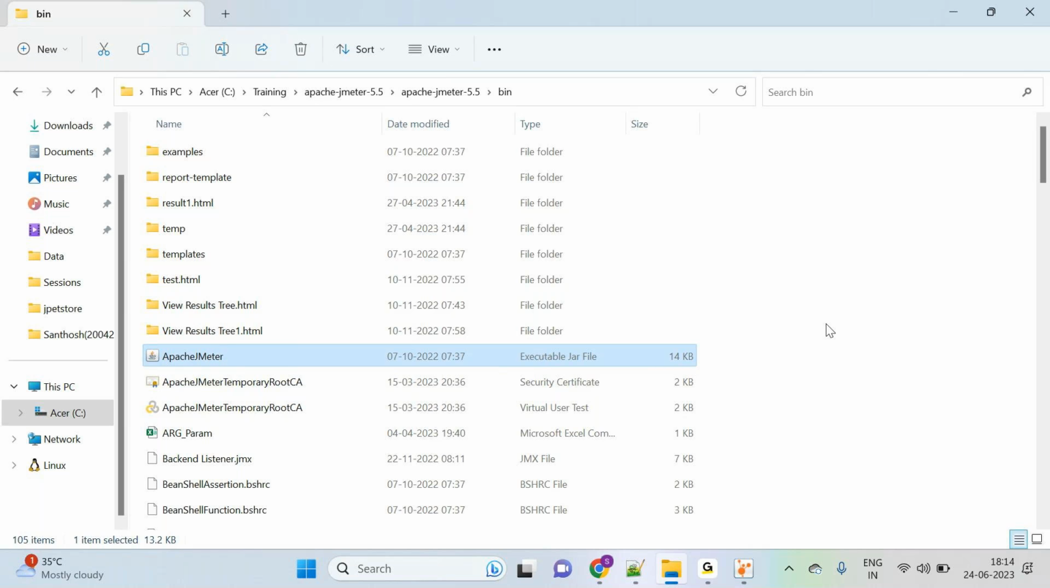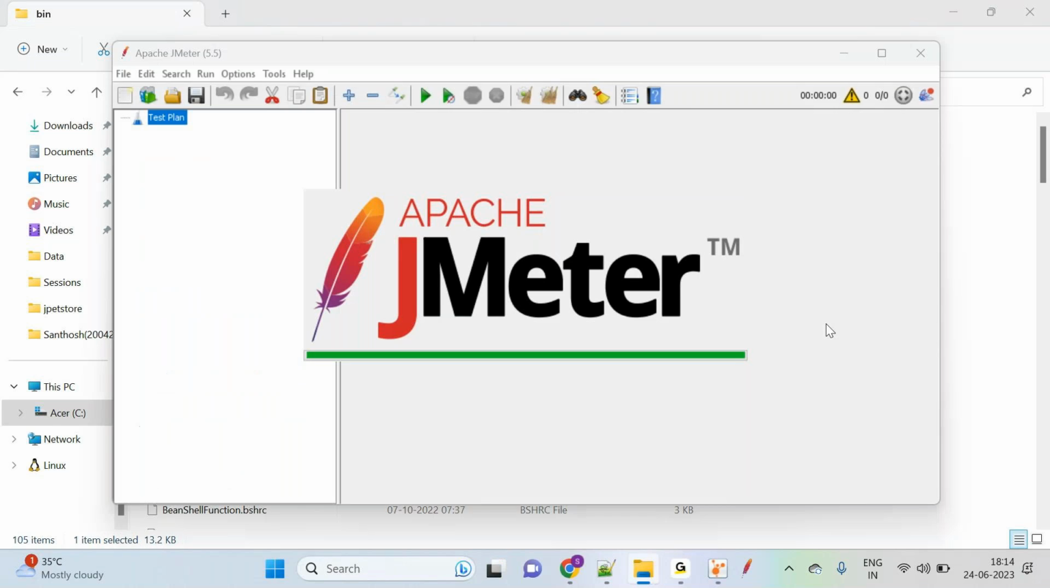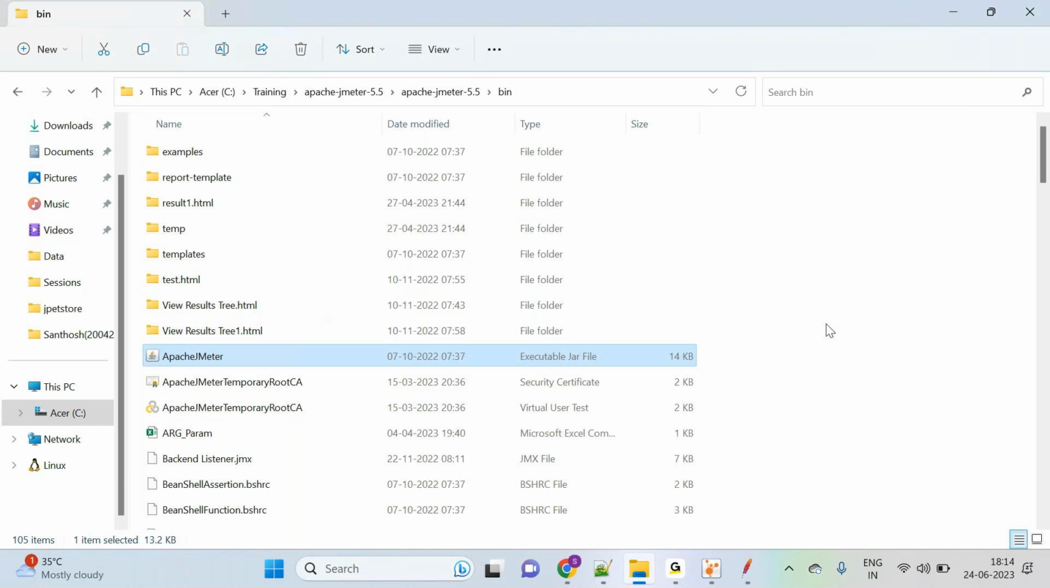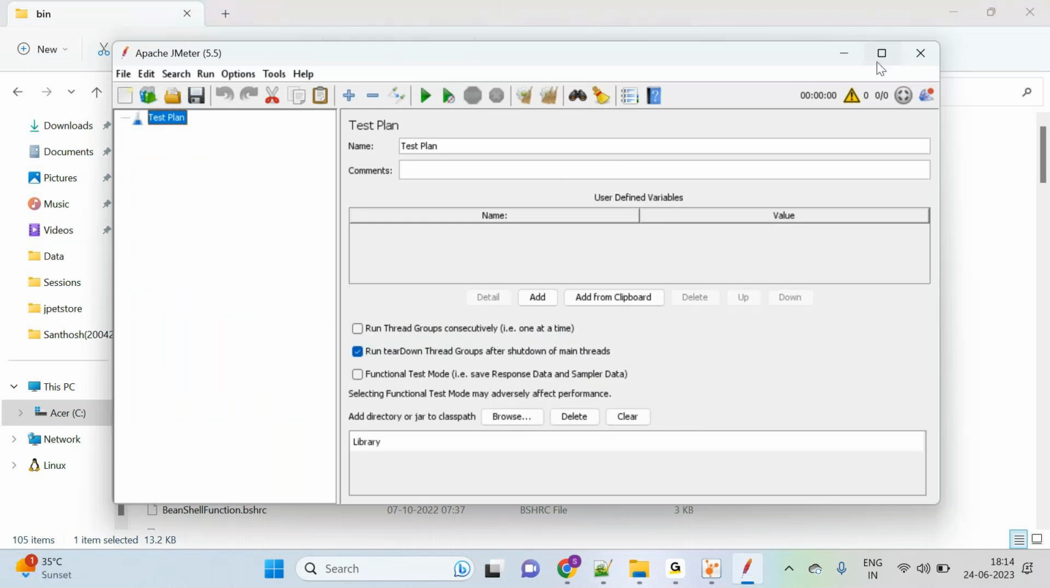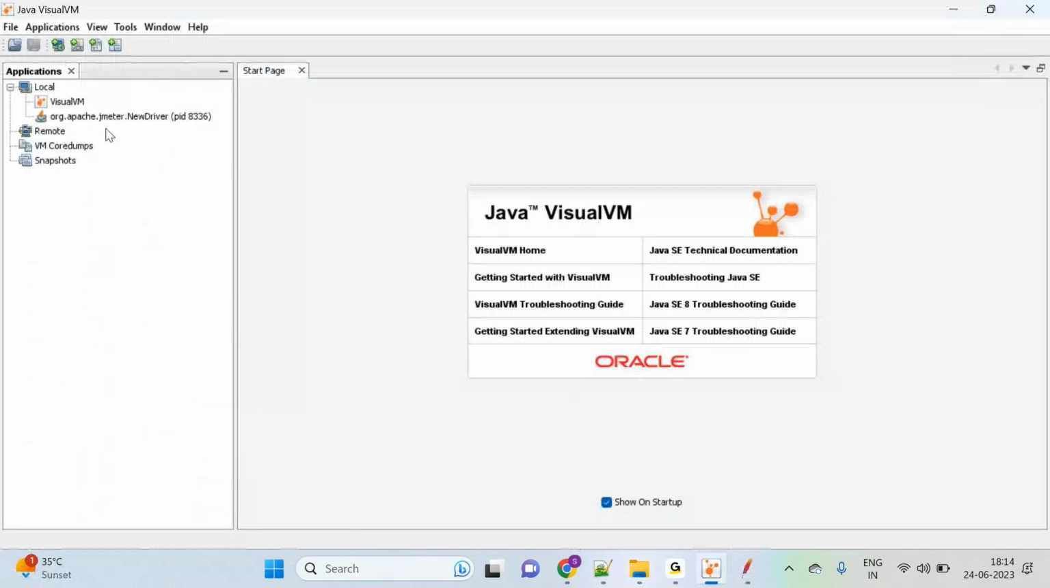JMeter is a Java tool. It basically runs on the JVM. Without Java, this tool will not launch. Just for example purposes, I'm launching this tool. Look here, in JVisualVM it has automatically started monitoring your JVM. Because JMeter is a Java tool and it runs on the JVM, that JVM is straight away monitored.